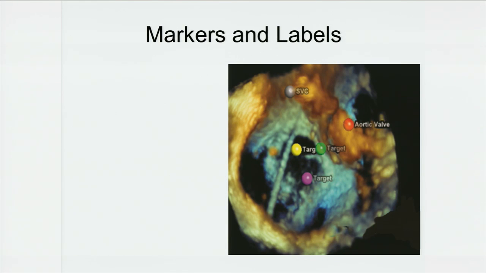Next, how can we help understand what's going on in the 3D TEE images versus getting lost in 3D space? Well, now there's the technology available to put markers, to put labels in these 3D data sets so we can get some orientation: where the aortic valve is, where the SVC is, and also the target. So we can put the target around this ASD we're about to close, and so this is really a new world that allows communication amongst the team, so we all know what's going on, and orientation in the images.